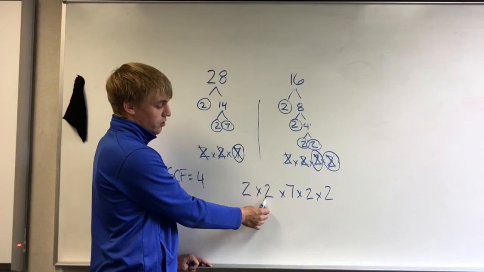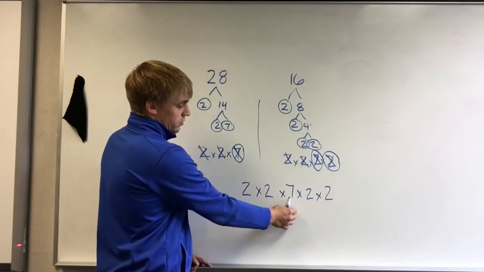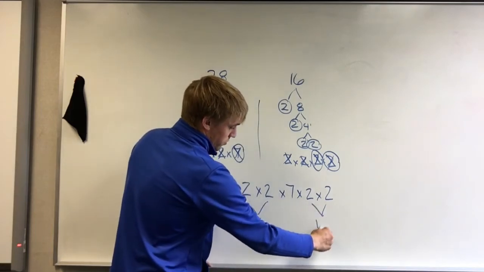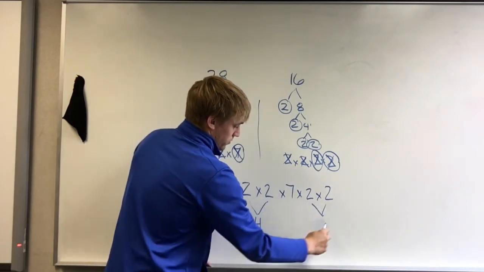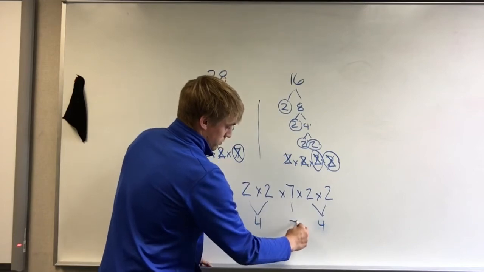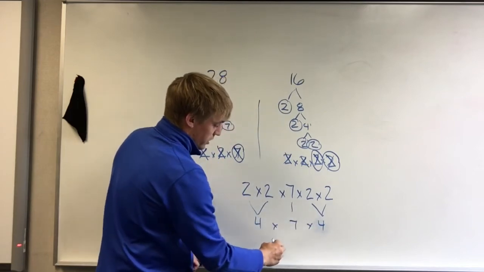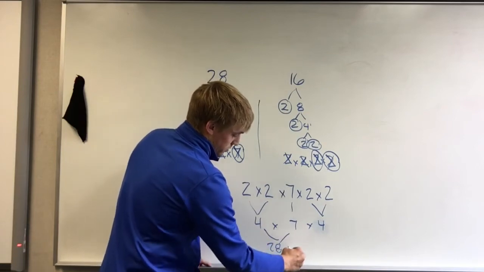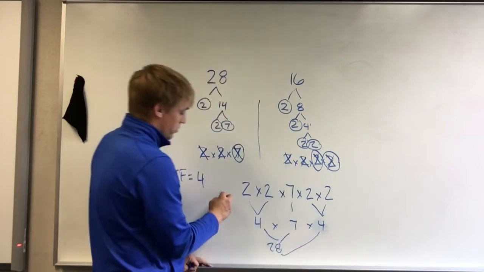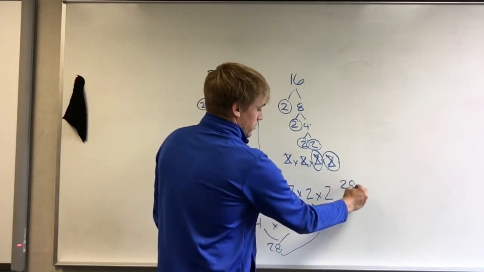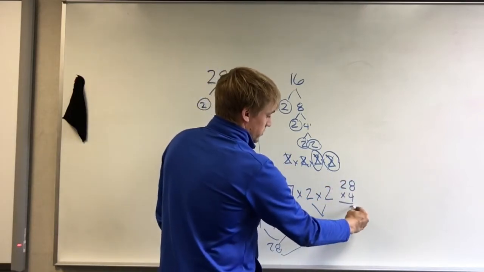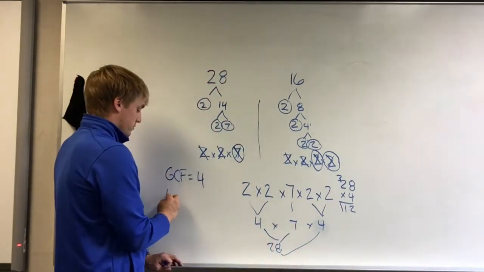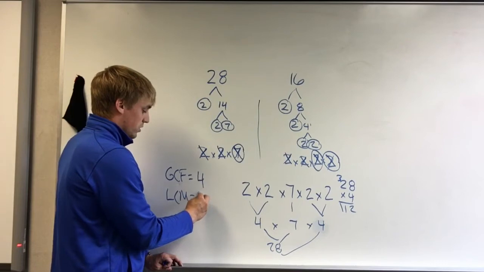Okay, so then we'll go through. 2 times 2 is 4, times 7 is... this is 4, this is 4. So 7 times 4 is 28. Times another 4, so 28 times 4 is 112. So our least common multiple is 112.